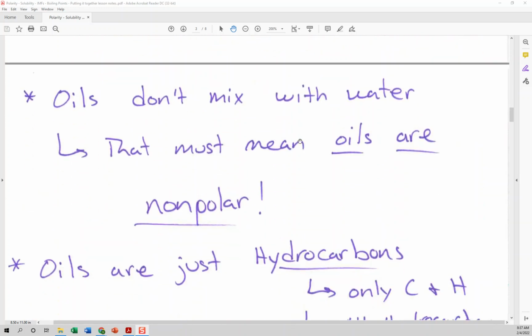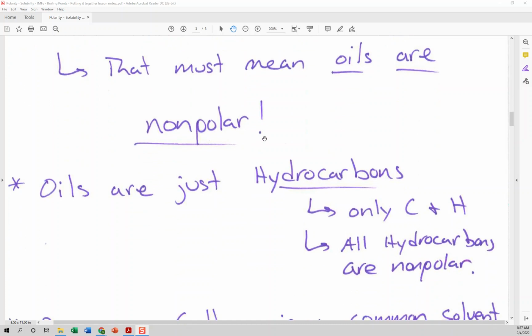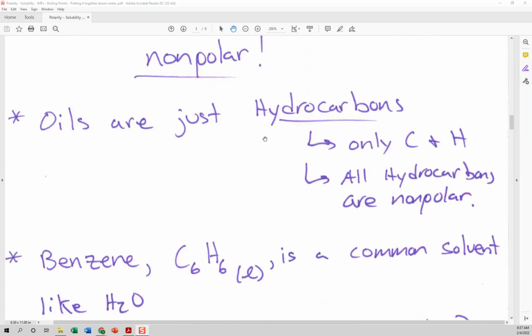So oils don't mix well with water, right? We already know that, right? That must mean oils are non-polar. Oh, there you go. Now, what are oils? Well, we should kind of know this already. Fossil fuels, oil, gases, gasoline, octane, that kind of thing.